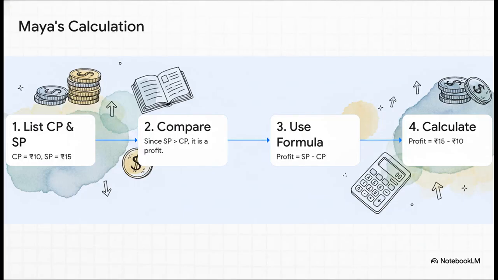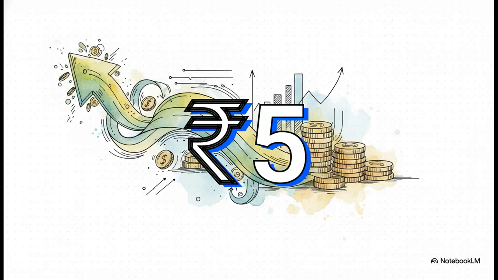Now here's exactly how you should lay this out in your notebook. First, write down what you know, CP and SP. Then do a quick comparison. Since the SP is bigger than the CP, we know for sure it's a profit. That tells us which formula to grab. Finally, we do the calculation, 15 minus 10. Showing your work like this is so important for getting full marks in your exams. And the answer is 5 rupees. Maya made a profit of 5 rupees.